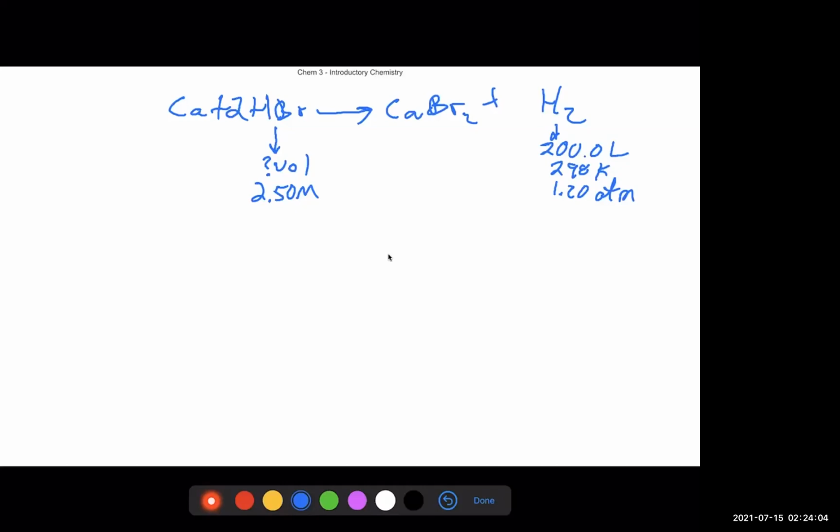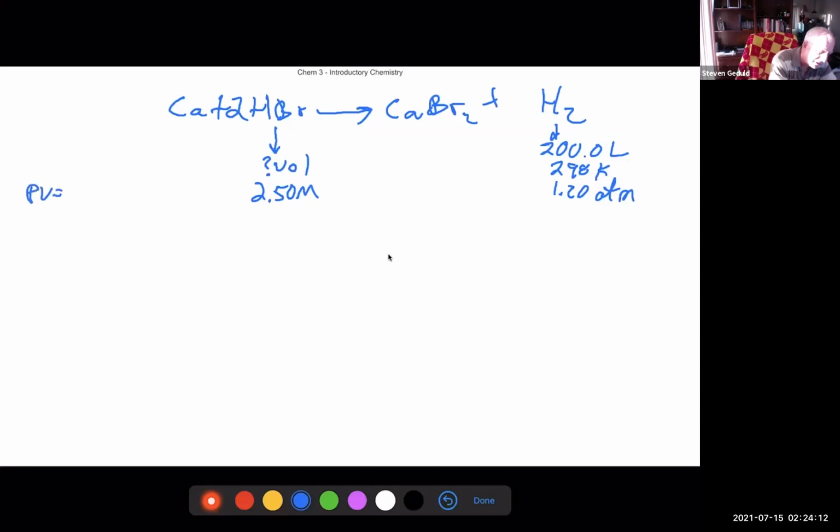Remember I told you, if you're not changing anything, use PV equals nRT. Nothing changes, you use the ideal gas law. So use PV equals nRT because nothing changes there. You're not changing pressure, not changing temperature. And we're going to look for the number of moles. So n is equal to PV over RT.